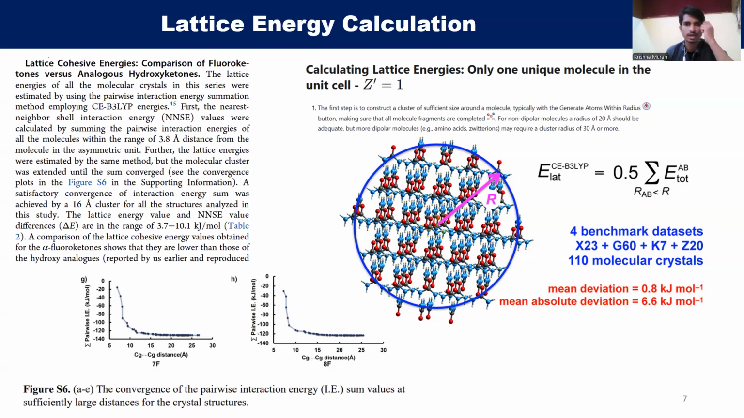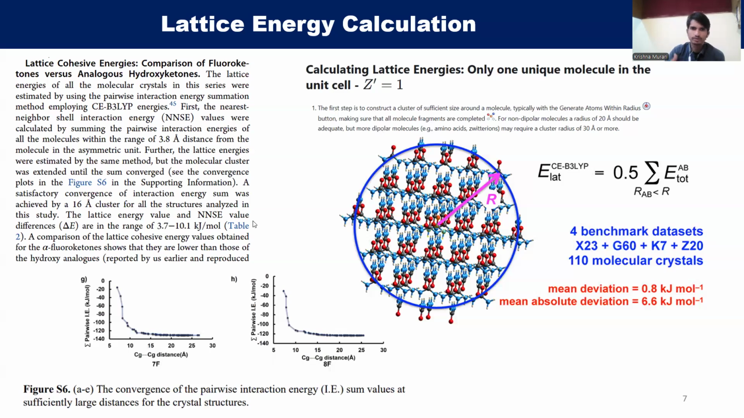In Crystal Explorer, lattice energy is calculated by summing up all the pairwise interaction energies for a single molecule in the crystal lattice. Let us discuss the computational method by which we calculate lattice energy using Crystal Explorer software. Before lattice energy calculation, we should know how to calculate nearest neighbor cell interaction energy. Here it is written: first, the nearest neighbor cell interaction energy values were calculated by summing the pairwise interaction energies for all the molecules within the range of 3.8 angstrom distance from the molecule in the asymmetric unit.